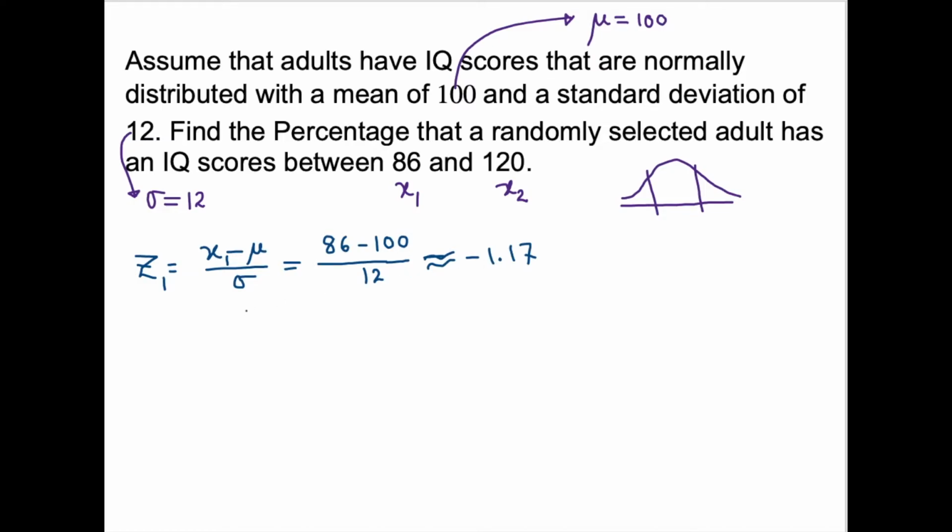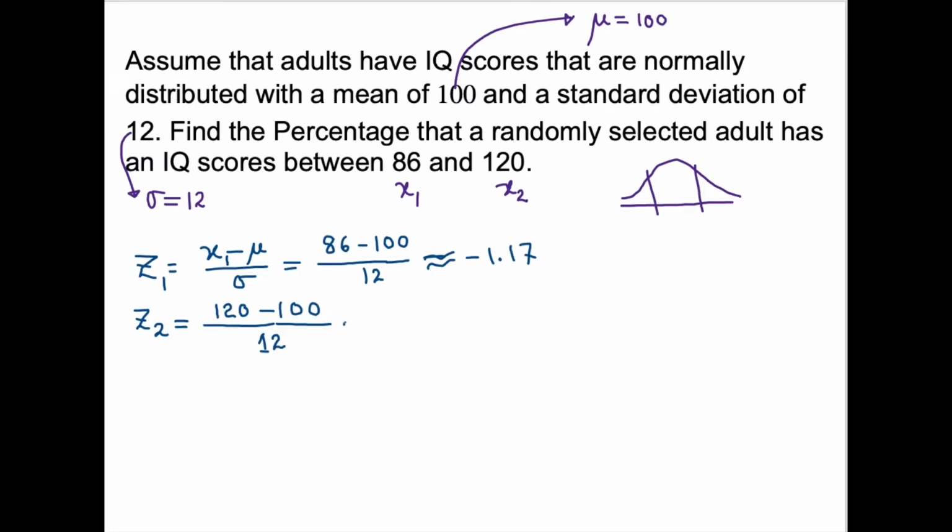Let's first finish the z-scores, then I'm going to go to the z-table. Then we have another one here, z2. We're going to find the z-score for the second random variable x. Same thing here, I don't have to rewrite the formula. This is my 120, the second x, minus the population mean, which is 100, and then of course divided by the standard deviation, which is 12.